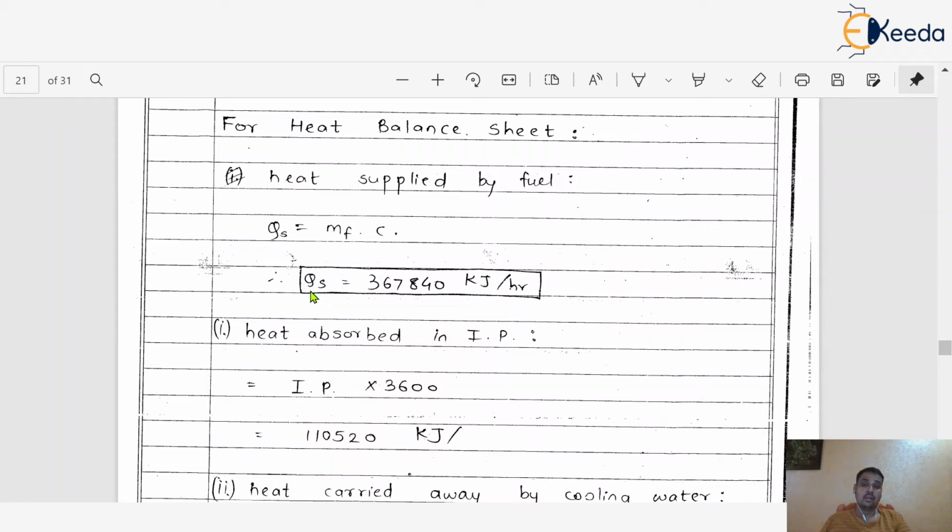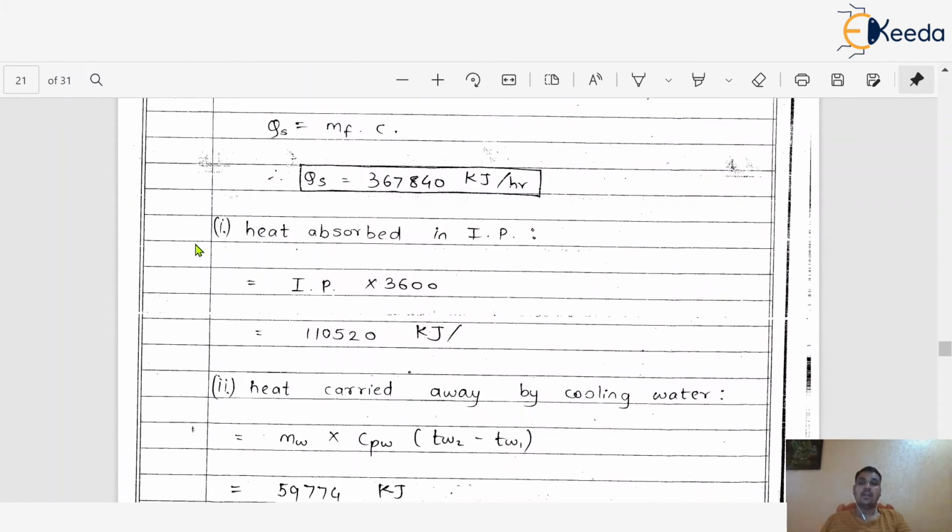This is the total heat supplied by the fuel. Now the first one we have to calculate in this heat balance sheet is heat absorbed in indicated power. We have the formula: indicated power into 3600. This 3600 is for the hour basis, since all these things are on hour basis. There are 3600 seconds in an hour, that's why we have to multiply by this. So indicated power into 3600 would come to 110520 kilojoule per hour, that is the heat absorbed in indicated power.